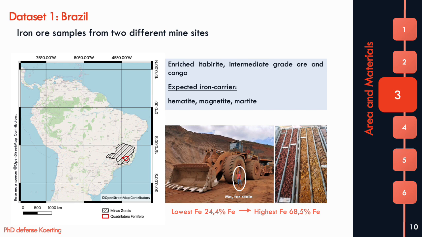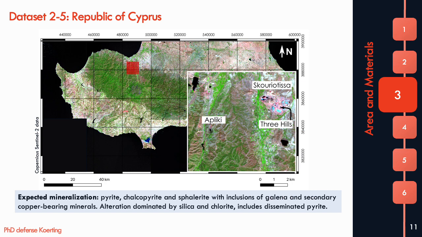My samples had differing iron contents, but they were in the range of 24 to 68% of iron. For the Republic of Cyprus, just to give you the geological setting, the Cyprus sulfide deposit belonged to the mafic type of the volcanogenic massive sulfides, VMS, and here they are associated with the supra-subduction zone forearc setting of the Troodos ophiolite complex.